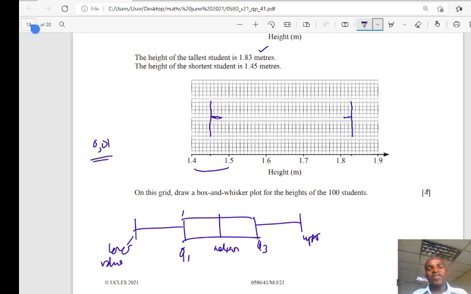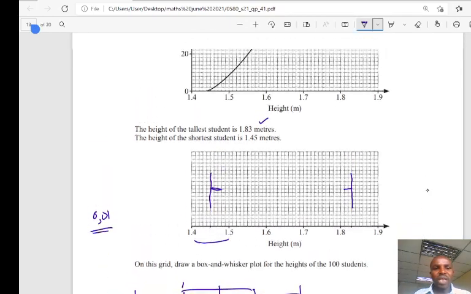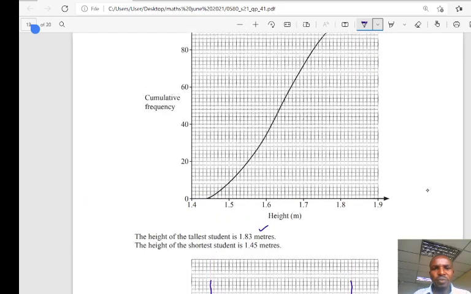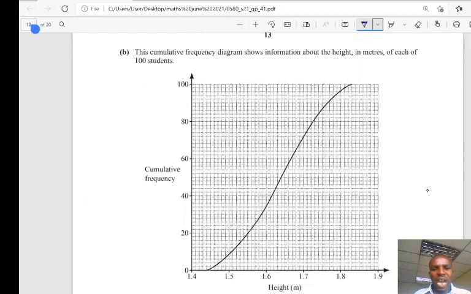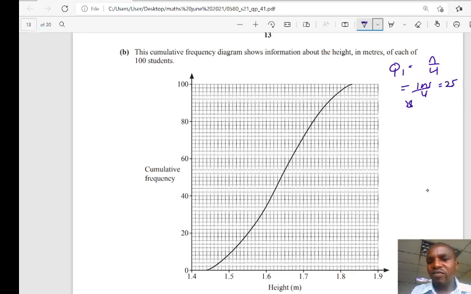Then now I have to find the lower quartile, the median, and the upper quartile. How many are here? It's 100. Let me find the lower quartile first. The lower quartile is n over 4 to find the location. N is 100. 100 divided by 4 is 25. So the 25th value is the lower quartile.